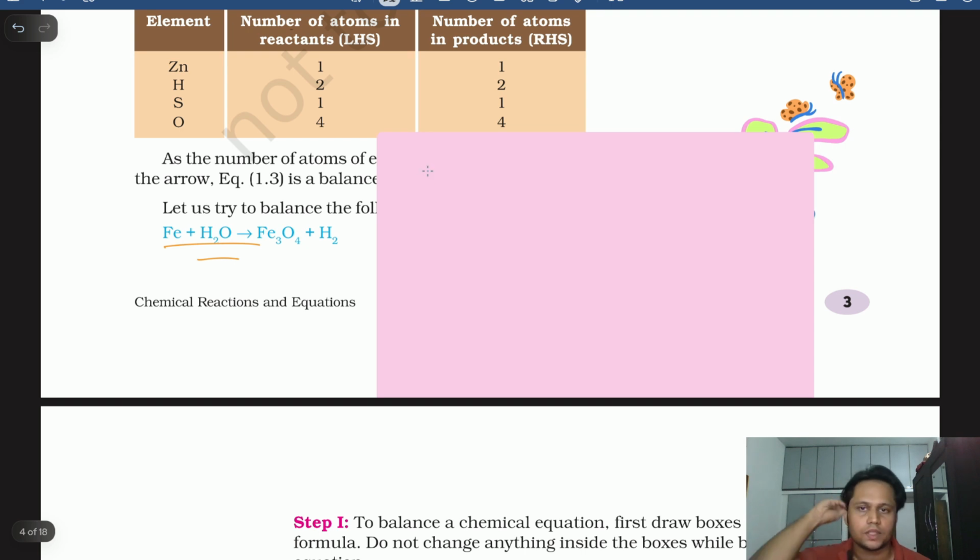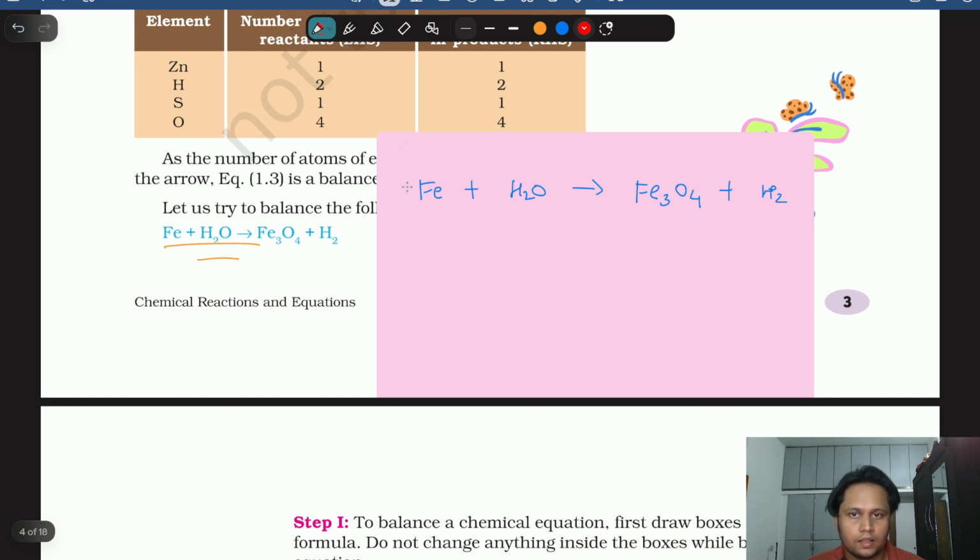Listen carefully what's happening. So Fe reacts with water to give Fe3O4 plus hydrogen H2. Now what we are doing, we'll write coefficients A, B, C, D. Okay, how many Fe are there here? 1 Fe. So A is equal to how many Fe are here? 3. So 3C.